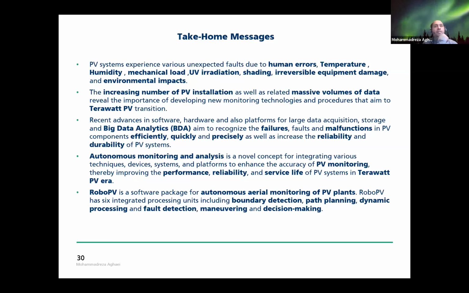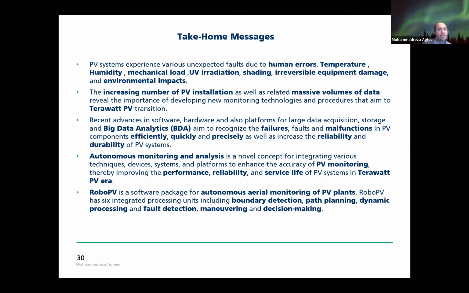Recent developments aim to increase the application of AI, and of course we can use AI applications in order to detect failures, malfunctions or any other problems faster and more precisely. This can really help to increase the reliability and durability of the PV system and increase the lifetime of the PV system.